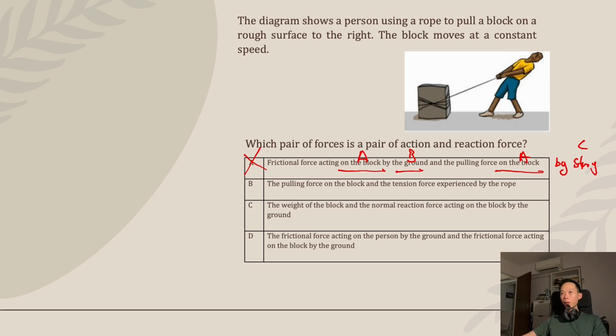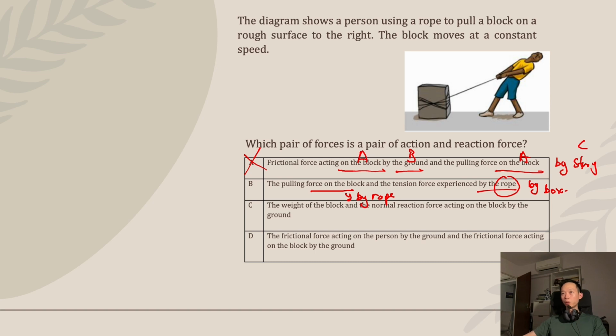Then we look at option B, the pulling force on the block. This one, you see, they didn't really specify, so you have to fill in the blank yourself: by the string, or they call it a rope here. So by the rope, right? And the tension force experienced by the rope. So the rope is experiencing a force, and this is because the rope is being stretched by the box.